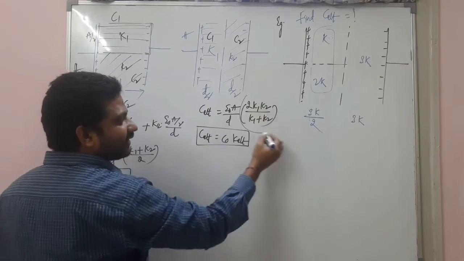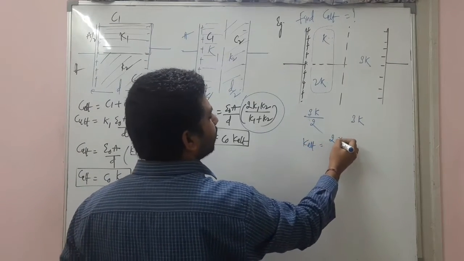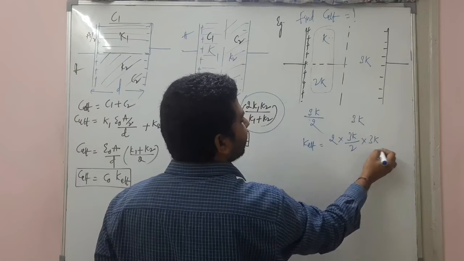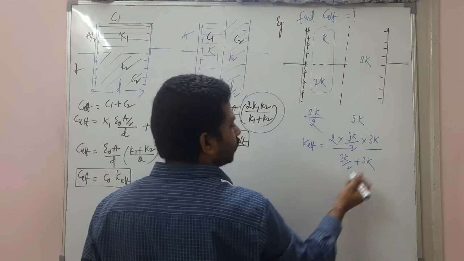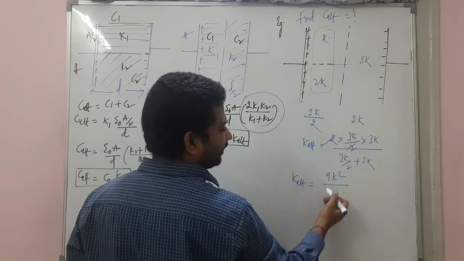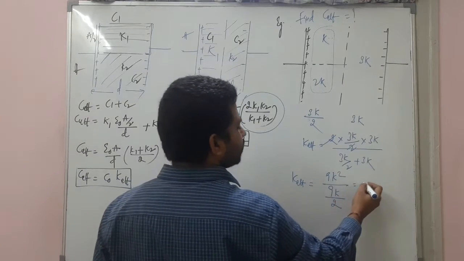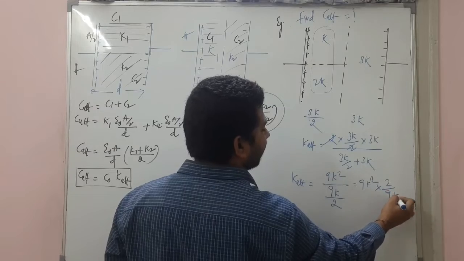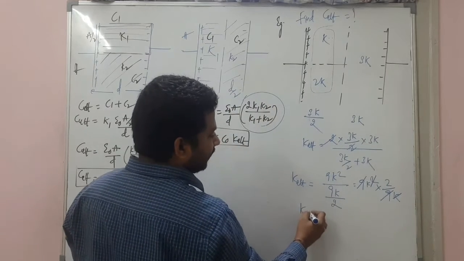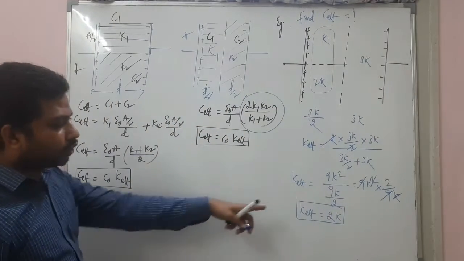In this case, what is the effective dielectric constant? K effective value is 2 into K1 K2 divided by K1 plus K2. So K effective is equal to, the 2 gets cancelled, 9K square divided by 9K divided by 2. For your better understanding, I'm writing it in detail. 9 gets cancelled, K gets cancelled, and K effective is equal to 2K.